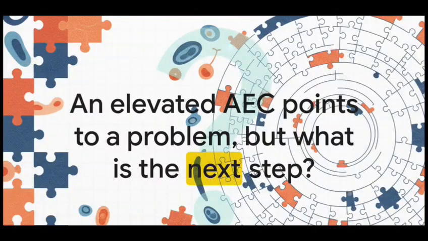And that pretty much wraps up our explainer on the absolute eosinophil count. But I want to leave you with one final thought, a question to chew on. An elevated AEC gives you a huge hint. It points you in the right direction, but it's not the answer. It's just the first piece of the puzzle. So your job starts now. What's the next step?